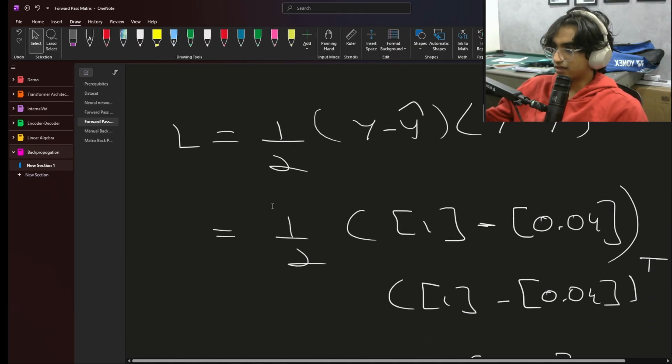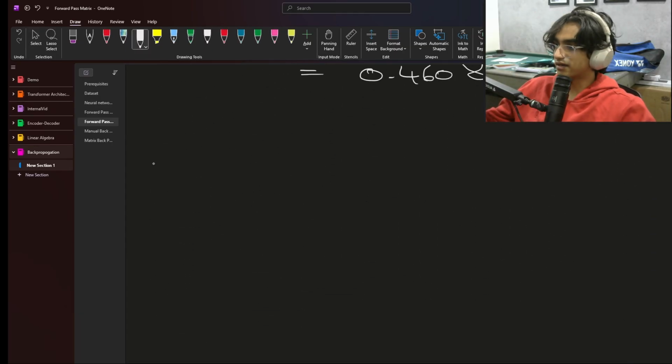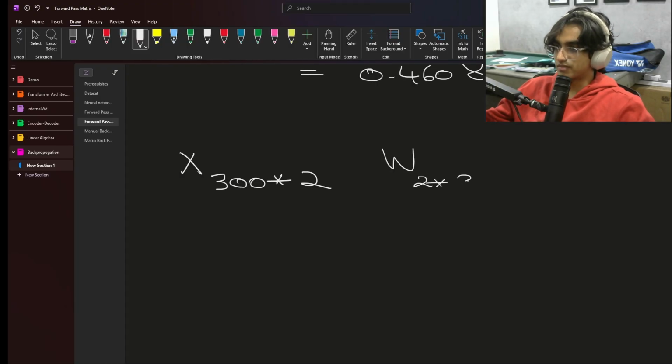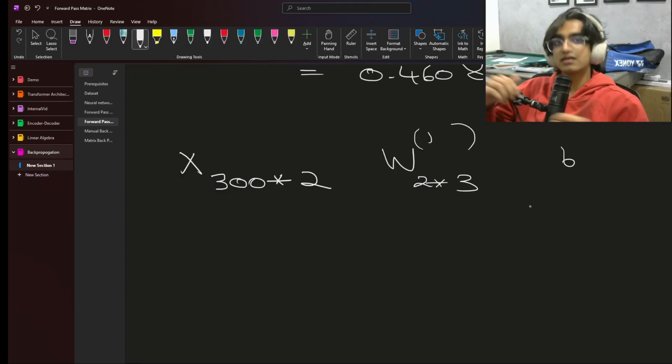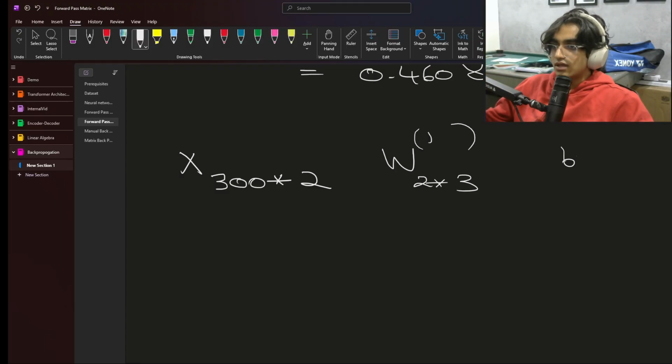So suppose we had a data set of 300. The only thing that would change is our x dimension. It would just be 300 cross 2, but everything else will remain the same. W1 will be 2 cross 3. Our bias will get repeated multiple times for each sample, but it'll be the same value. So this will be 300 cross 3.